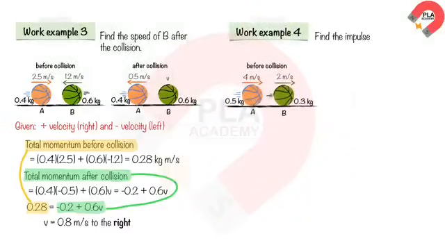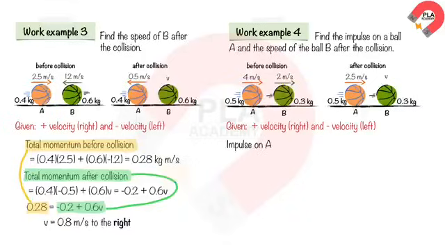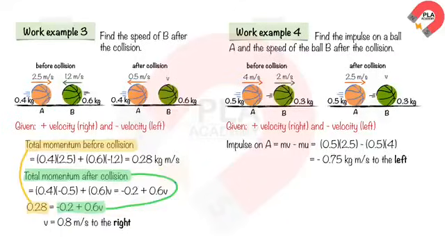Work example 4. Find the impulse on ball A and the speed of ball B after the collision. We are given the sign of velocity's direction: to the right is positive, and to the left is negative. Impulse on A equals m v minus m u. Substitute m equals 0.5, v equals 2.5 and u equals 4. The result is minus 0.75 kilograms meter per second, to the left. The impulse on B is equal to the impulse on A, 0.75 kilograms meter per second to the right.